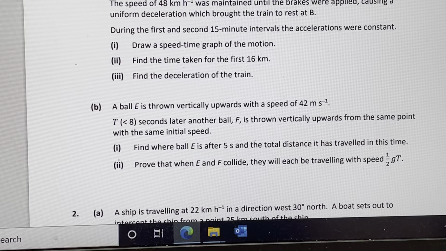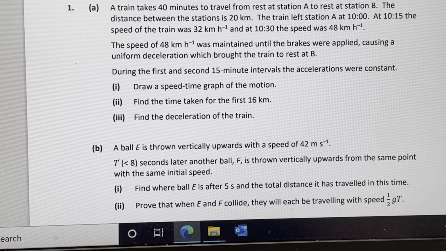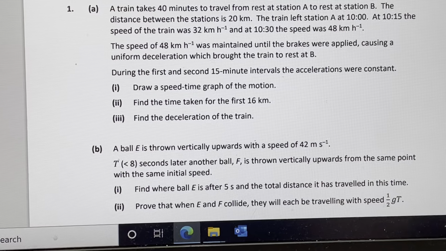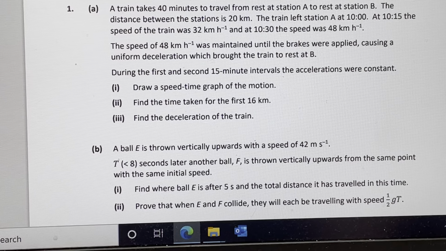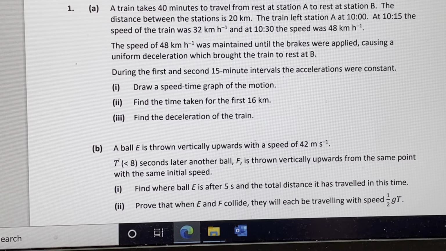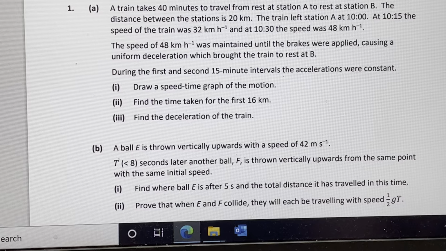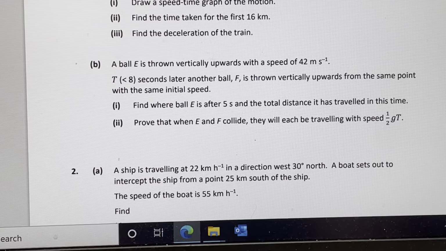Well, the motion question is your standard. They've kind of brought back the standard motion question of trains meeting. So a train, 40 minutes from rest, station A to station B. Distance between the stations, yes, brakes applied. So it's not two trains meeting, but a speed-time graph. So very traditional motion graph. Time taken for the first 16 kilometers, that should be fine. Deceleration of the train, yeah, should be reasonably okay.